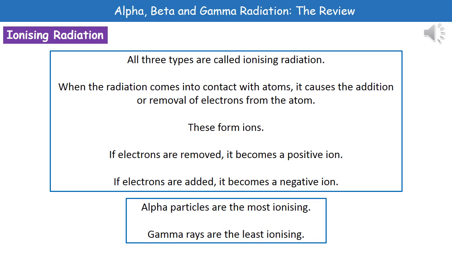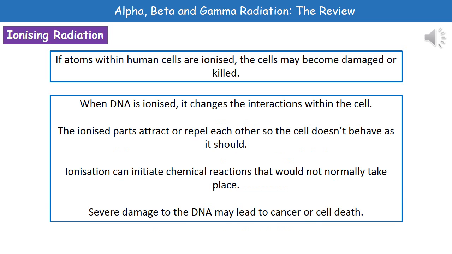So we have a pattern again to remember here in terms of which is the most ionizing. The alpha particles are the most ionizing, and our gamma rays are the least ionizing. So it's the opposite of their penetration power. So the most ionizing is alpha, the least ionizing is gamma. If this ionizing radiation actually comes into contact with our human cells, and therefore we're ionizing atoms within those cells, then what we can see is either damage or even death of that cell.